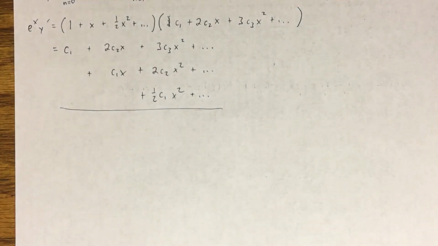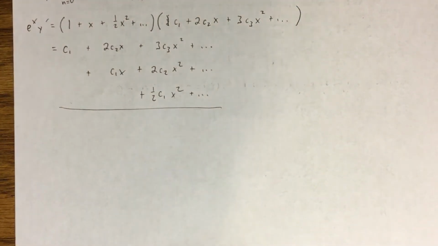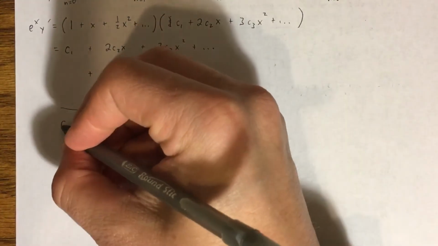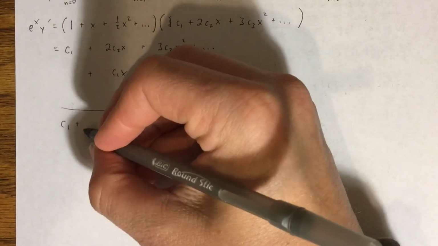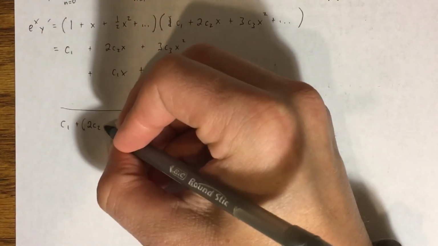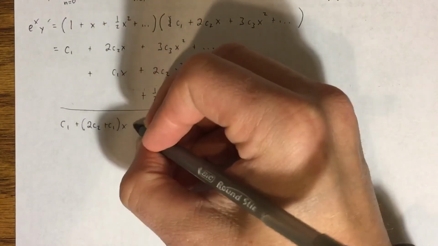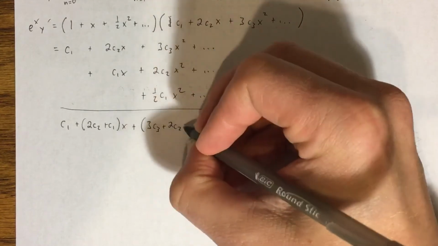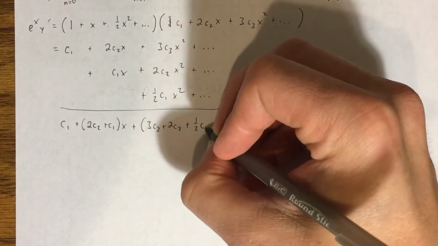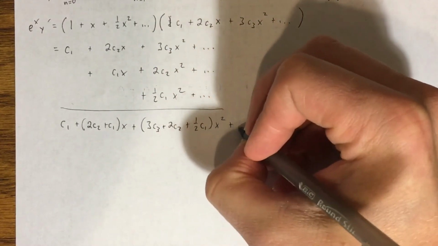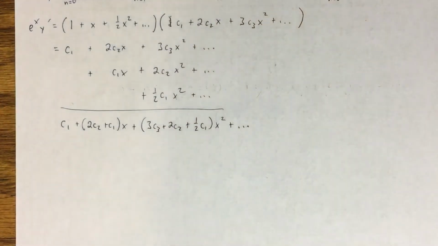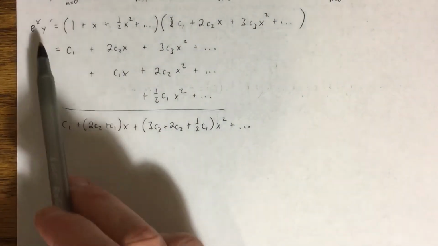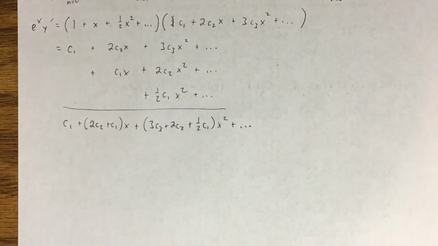being too crazy. So now I'm going to add these up, and this will give me c1 plus 2c2 plus c1x plus 3c3 plus 2c2 plus 1/2 c1x squared plus dot dot dot. Okay, so that's what the first three terms of this series will look like.